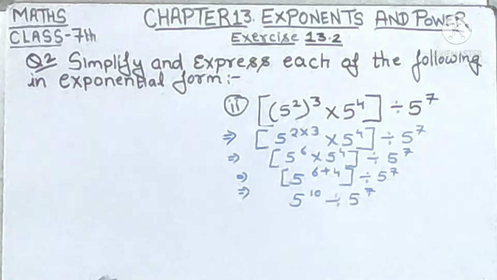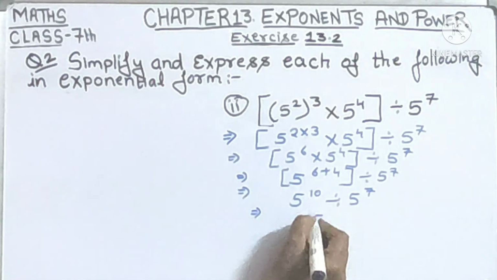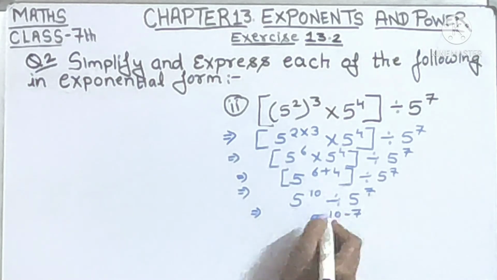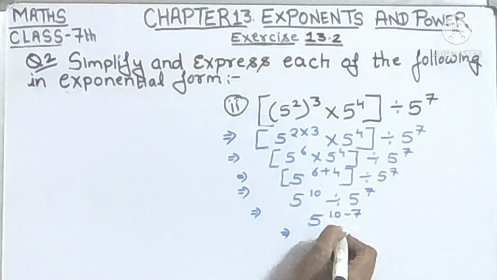Again we got the base the same, so take it common. 5, and a division sign is given in between, so the powers will be subtracted. 10 minus 7. So 5, 10 minus 7 will be 3. 5 raised to the power 3. So this is the answer for the second one.